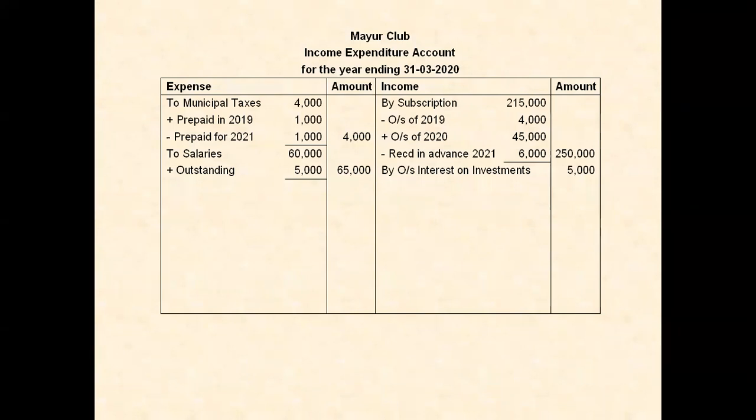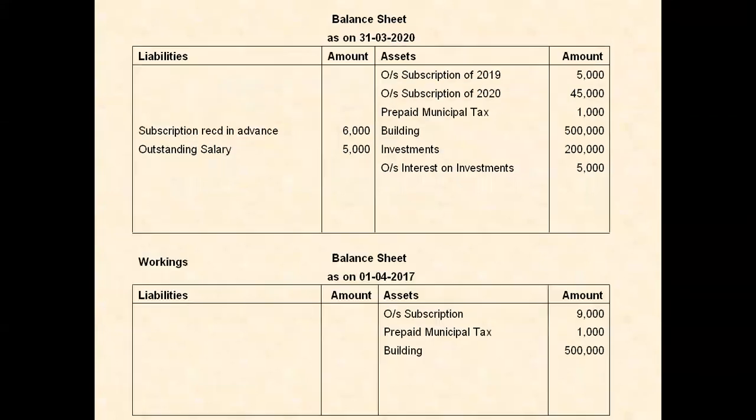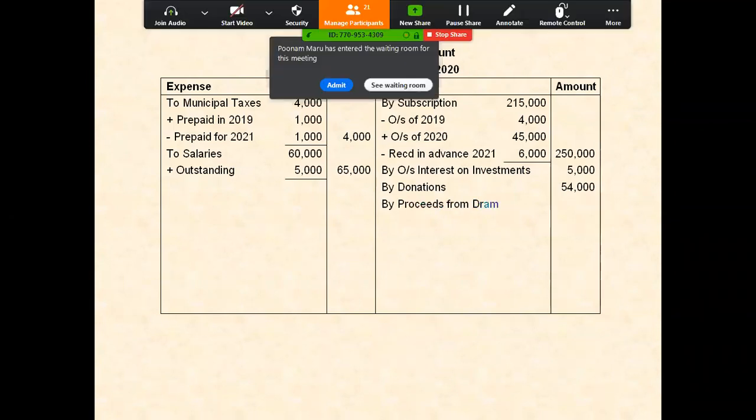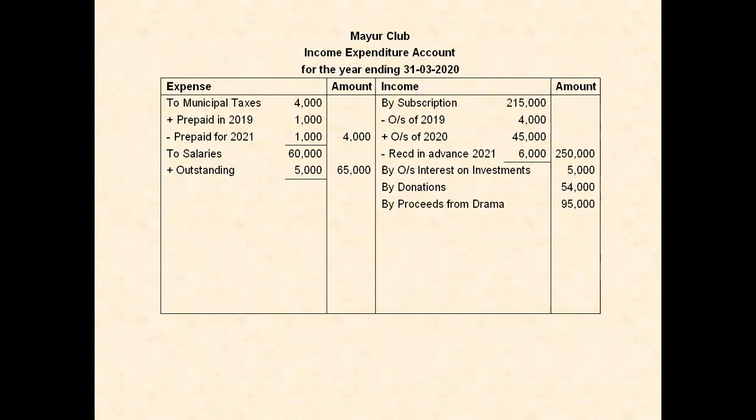Now the only point left is to record the items of income of the receipt and payment account. Let us start. Opening cash is given, opening balance sheet asset side. Subscription is already done. Donation, general donation, will be shown on the credit of income expenditure account, 54,000. Then I have proceeds of drama ticket, 95,000. That is also my income. Sale of waste paper is again my income, 4,500. So the receipt side is over.